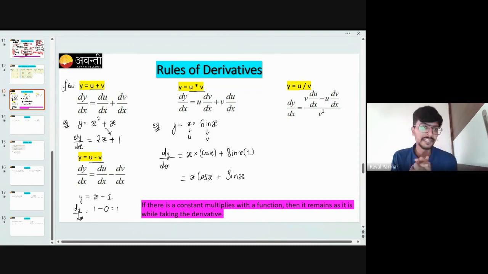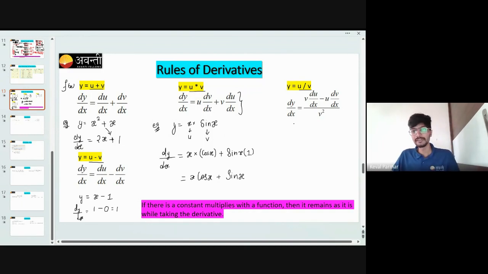And lastly, we need to know the division rule, the u upon v rule. The u upon v rule is very simple. It looks similar to this, but here it is a minus sign. Please note: v derivative of u minus u derivative of v, upon v square. How do I read it? I read it that way because it helps me remember it. If you also get some help by remembering it like that, you can also remember it that way. So v derivative of u minus u derivative of v upon v square.